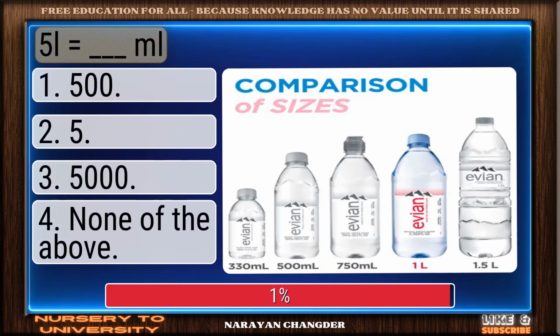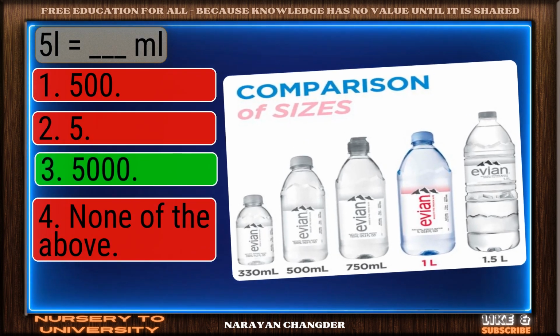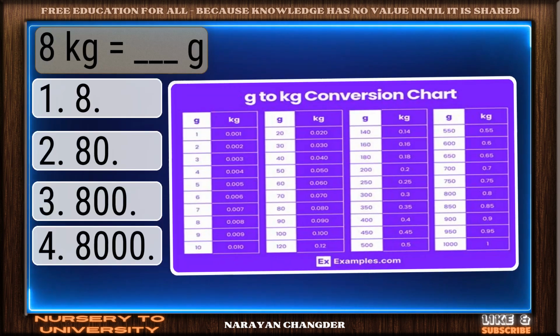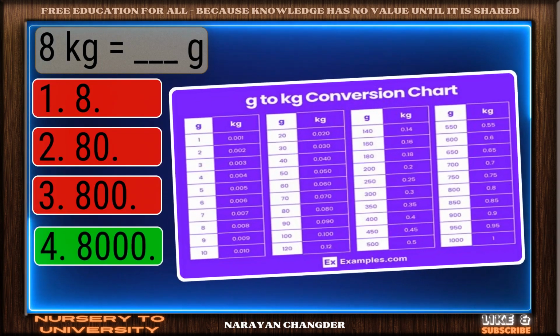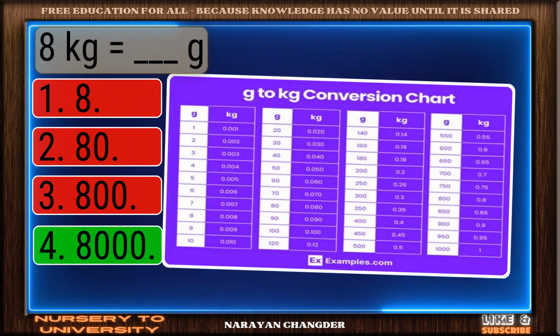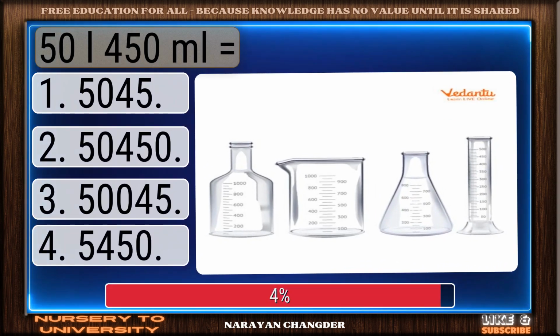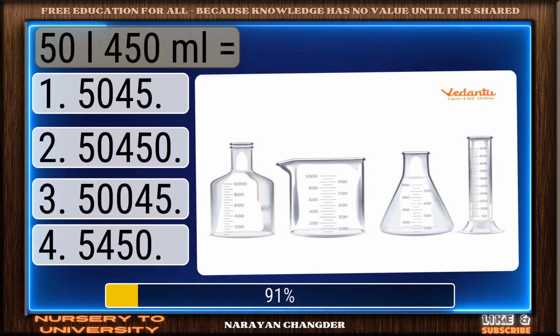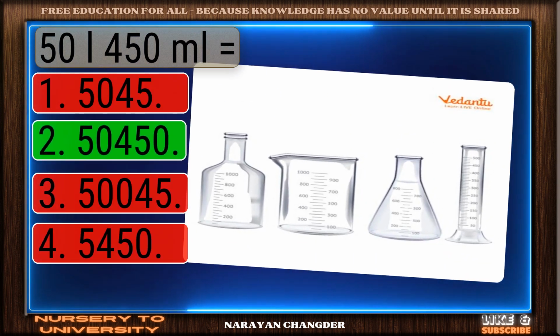5 L equal to dash ml. Sharp thinking. 5,000 is the right choice. 1 ink equal to dash G. Correct response. 8,000 is the most accurate answer. 50 L for 50 ml equal to? Nice work. You chose 544 for 50 and it is correct.